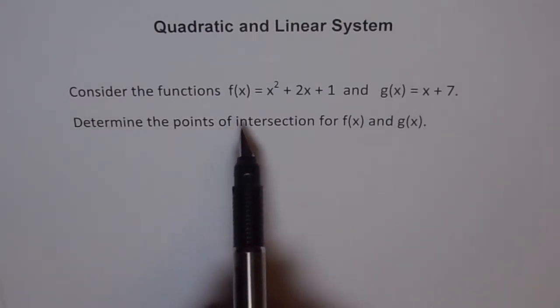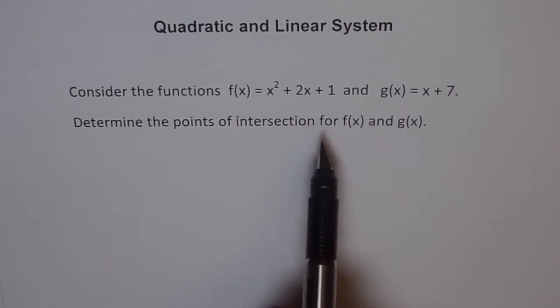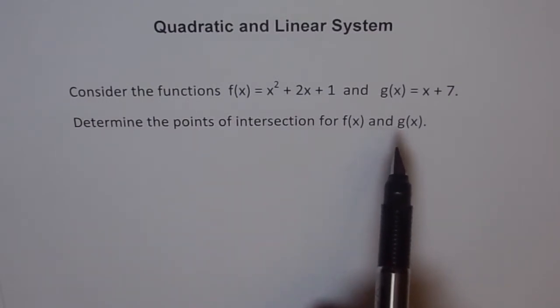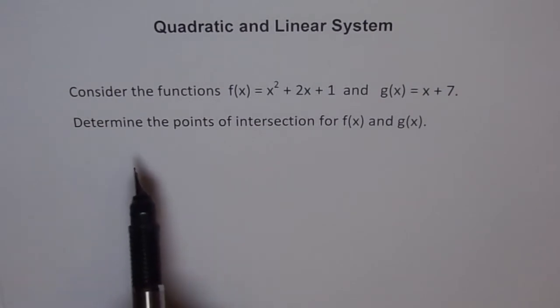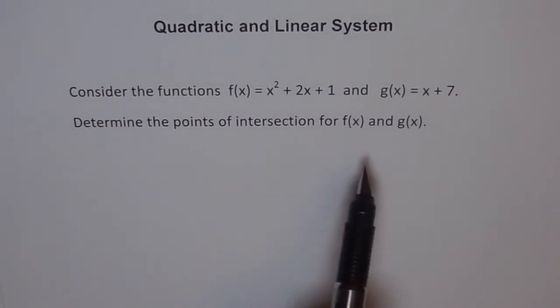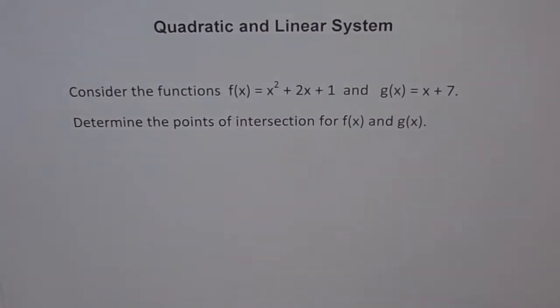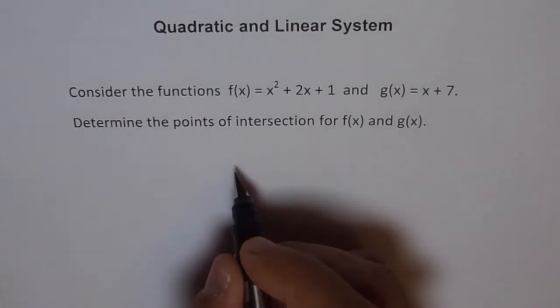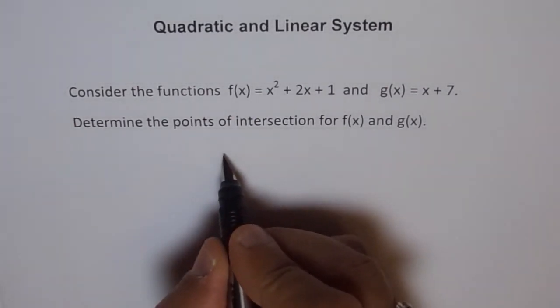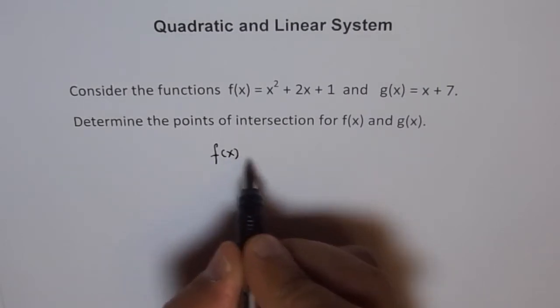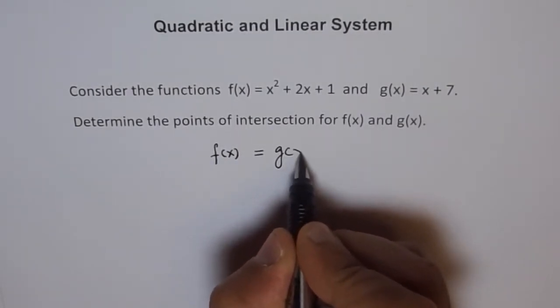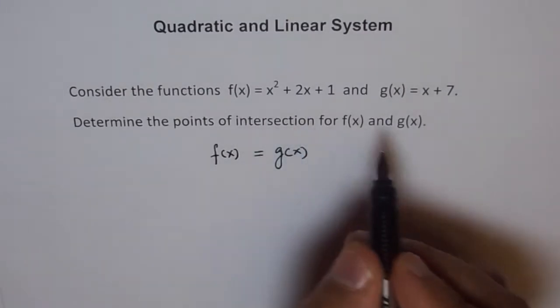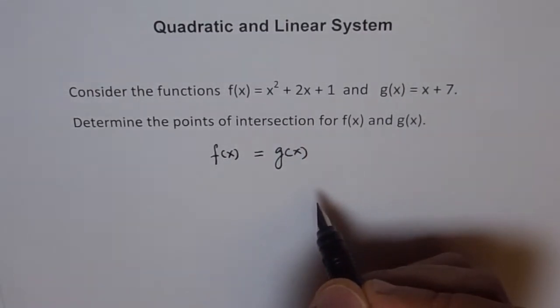Consider the function f of x equals x squared plus 2x plus 1 and g of x equals x plus 7. Determine the points of intersection of f of x and g of x. Basically, at the point of intersection, those points will be common to both, right? So these functions f of x and g of x should be the same, correct? The strategy to solve such problems is to equate f of x equals g of x and determine the x for which both the functions are the same.